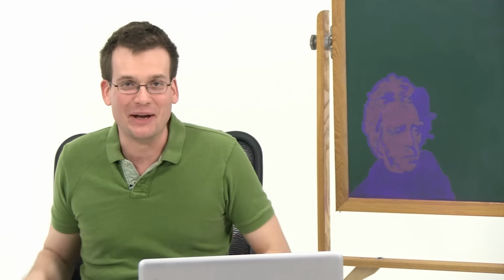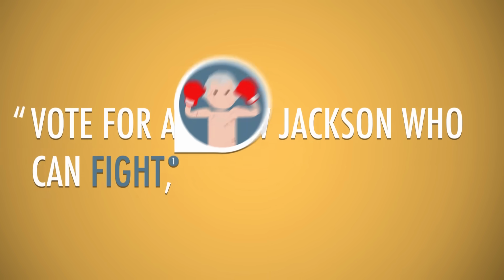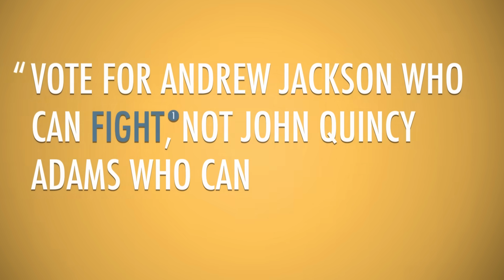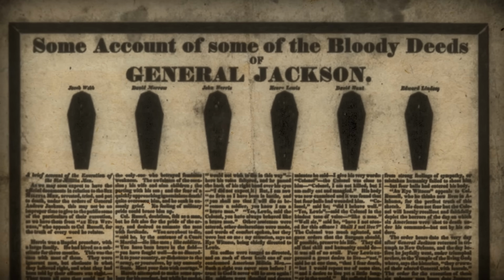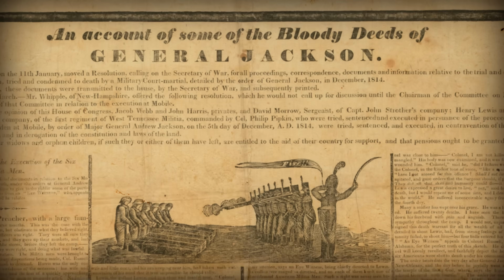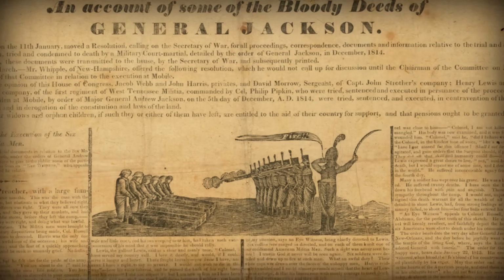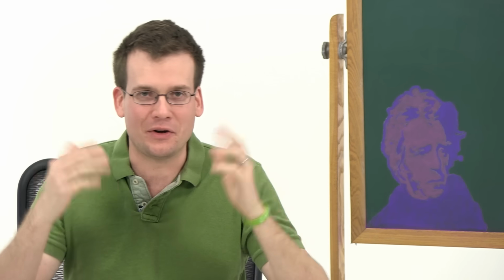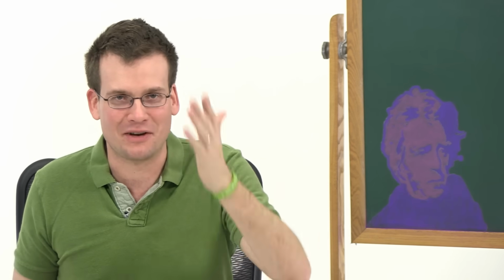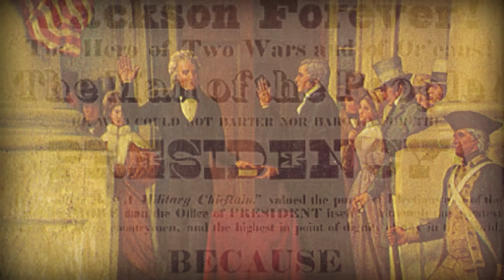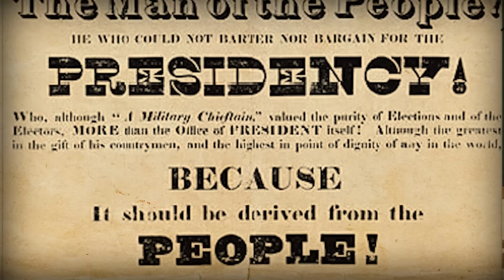So in 1828, Jackson ran a much more negative campaign. One of his campaign slogans was, "Vote for Andrew Jackson, who can fight, not John Quincy Adams, who can write." Adams supporters responded by arguing that having a literate president wasn't such a bad thing, and also by accusing Jackson of being a murderer, which, given his frequent habit of dueling and massacring, he sort of was. So as you can see, the quality of discourse in American political campaigns has come a long way. Anyway, Jackson won. Jackson ran as the champion of the common man, and in a way he was.